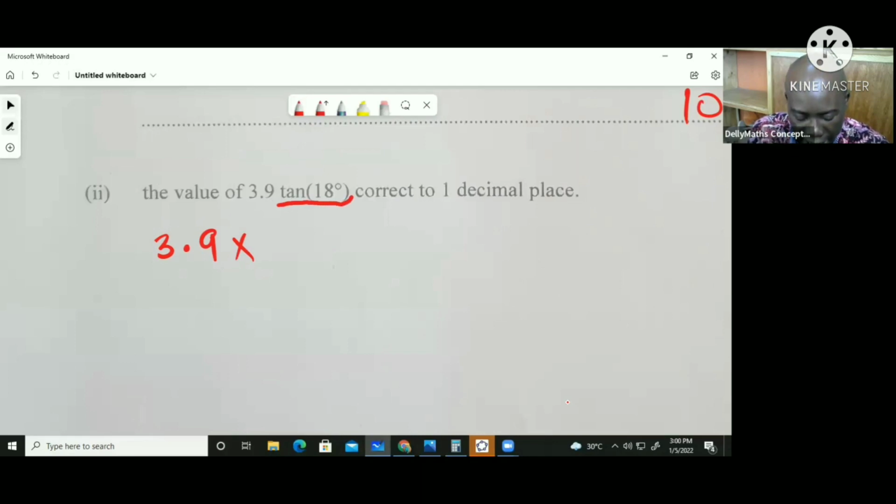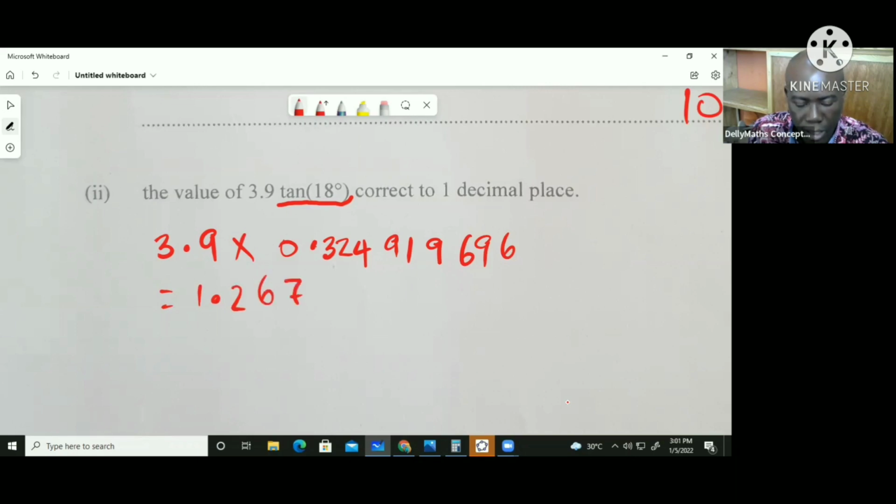So you put tan 18 on your calculator, 0.3249... 696. Now, when that is being multiplied by 3.9, we get 1.267186815. But the question did say to 1 decimal place. We are focusing on this spot right here, 1 decimal place. So normally, whenever you're focusing on those spots, you definitely would have to look at the digit to the right, which is a 6. So because this is a 6 to the right of the 2, we're going to be rounding up.